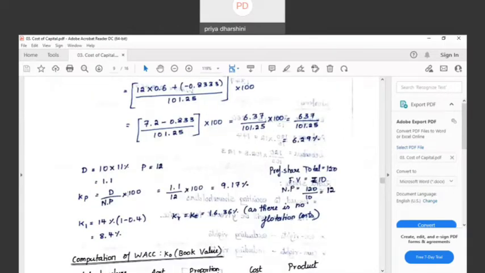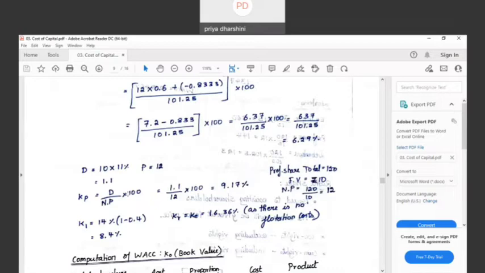Okay. Then coming to cost of term loans. What is the cost of term loans? Cost of term loans is given as 14%. Look into the first table. They have told 14% term loans, which means 14% is the rate of interest on term loans. Whenever there is interest, there will be tax saving on interest.